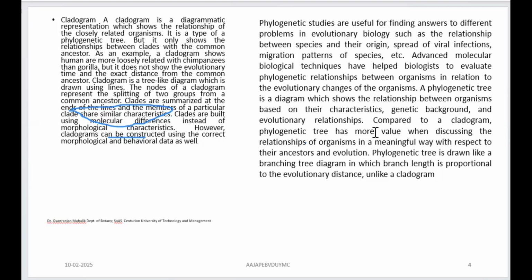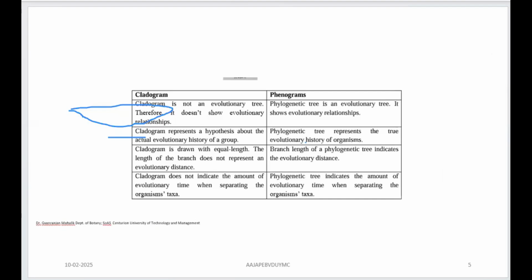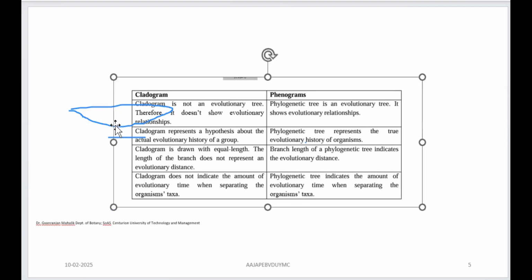To compare them, it is really very important to know how they differ and what the differences in the two are. All right, so let's look into that. A cladogram is not an evolutionary tree, right? So it does not tell you about the evolutionary relationship, but a phylogenetic tree tells you about the evolutionary relationship.